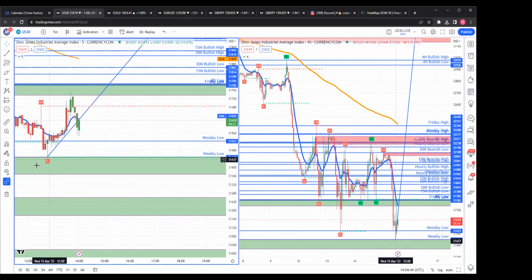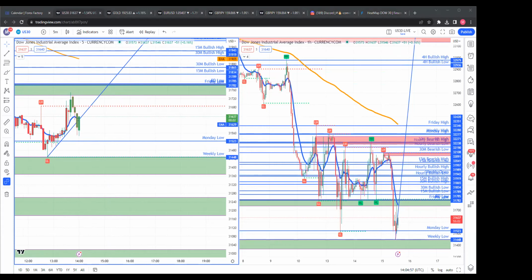Okay, so US 30 broke the trend line to the downside. It's retesting this trend line, so we might get a sell. Let me see.